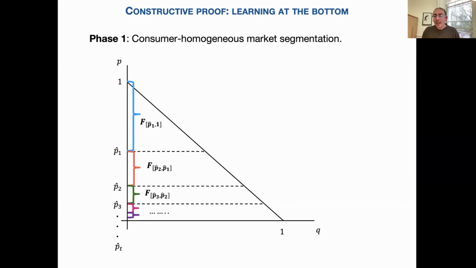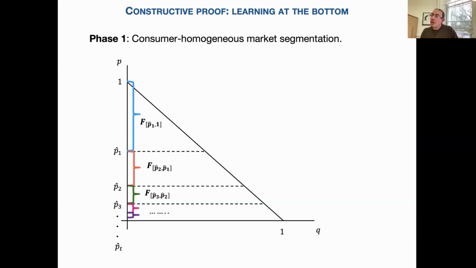Okay? And once I've done this, I got to a situation in which for each consumer with characteristic C, I have learned whether the consumer is in the blue, the orange, the green, the pink, or the purple. Now, at that point, I stop and I go to phase 2. You see, here I didn't learn a lot. If a consumer is here, I only learned that the valuation is between P at 2 and P at 1. I want to learn exactly what the valuation is.